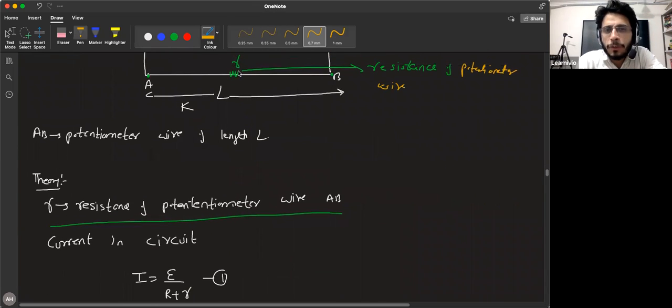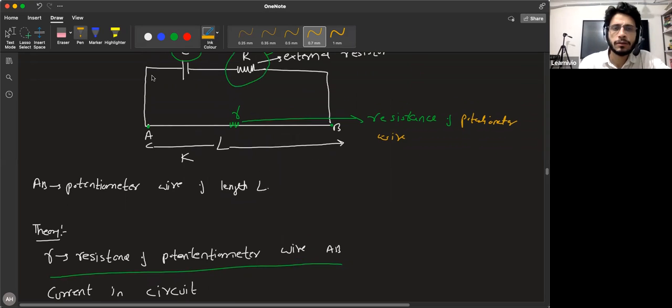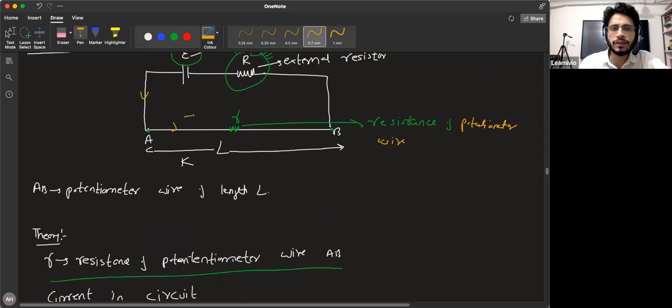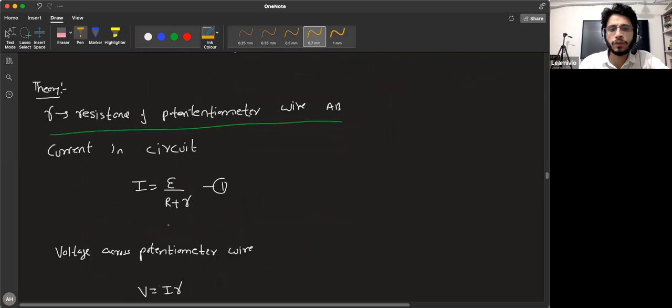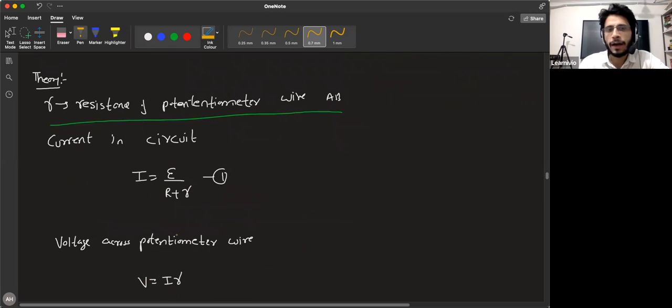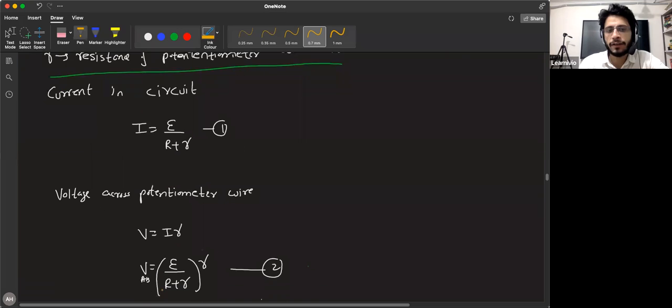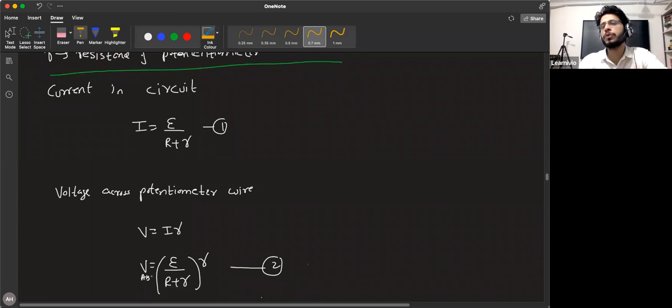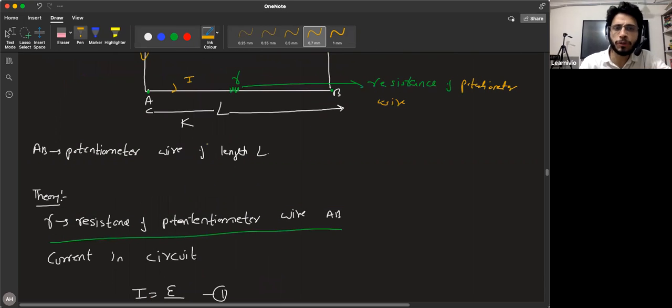Now the resistance of the potentiometer wire is small r. Sefula, what is the voltage across small r? The current through this is I. You have two resistors in series. So the voltage will be I r, and I is E by R plus r. So the voltage across the potentiometer wire is E by R plus r into small r. The length of the potentiometer wire is L.